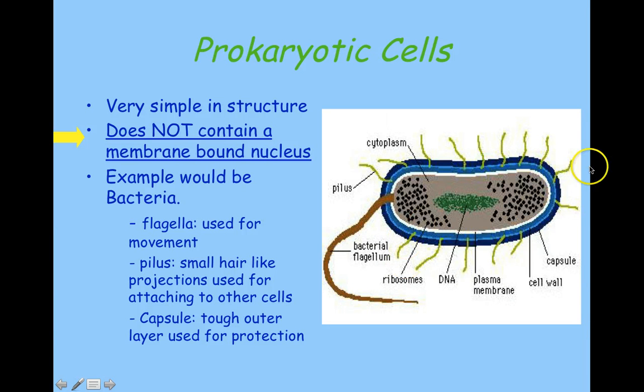And then we have a capsule. You can see this dark blue image on the outside of the cell. The capsule is used basically for protection. It's a tough outer layer. Bacteria also have a cell wall, and they have a plasma membrane. Plasma membrane is also referred to as a cell membrane. Remember, we've talked about earlier that lipids make up every cell membrane on Earth. Well, bacteria have that cell membrane as well, made of lipids.